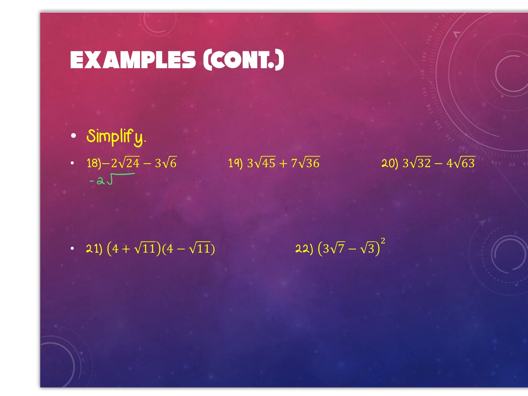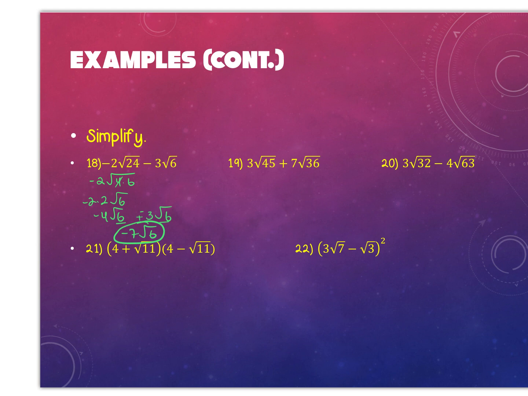So 24 is 4 times 6. And I know the square root of 4 is 2. 6, so I get negative 4 radical 6. So now I have minus 4 radical 6, minus 3 radical 6, and now notice that I'm dealing with like terms. So my final answer will be negative 4 minus 3 or plus negative 3, so negative 7 radical 6. And that's how we get that answer.